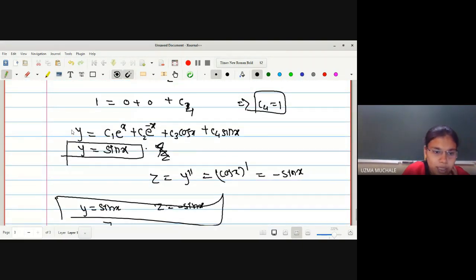Now here also you can see, what is the solution of our differential equation? C1 e raised to x, C2 e raised to minus x, C3 cos x, and C4 sin x. But after using the conditions, what solution did we get? y is equal to sin x only. So we can have y is equal to sin x as the graph of this solution, but it is only related to your given initial conditions. If I am going to change the conditions, the result will be different.